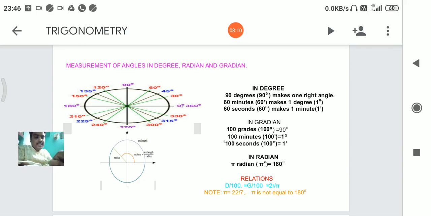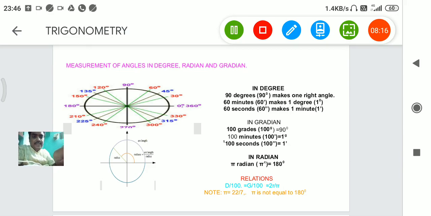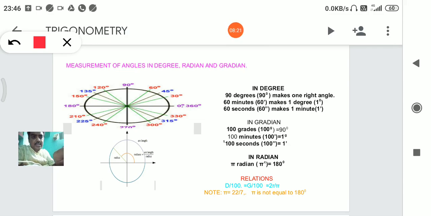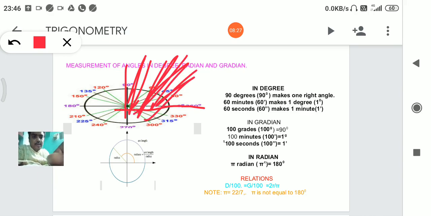Now next is gradient. That is, this perpendicular I have to divide in the same concept. In place of 90, that should be divided into 100 equal parts. This perpendicular line I have to divide into 100 equal parts.